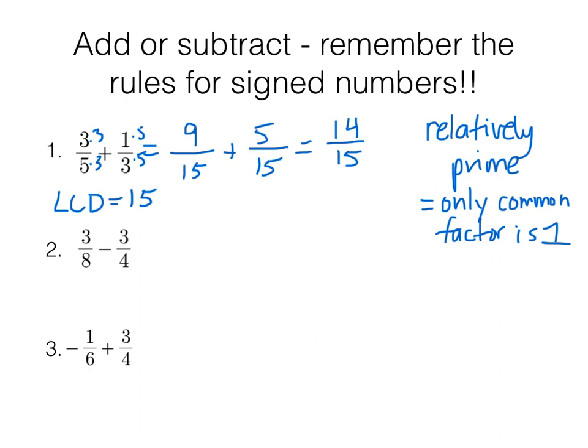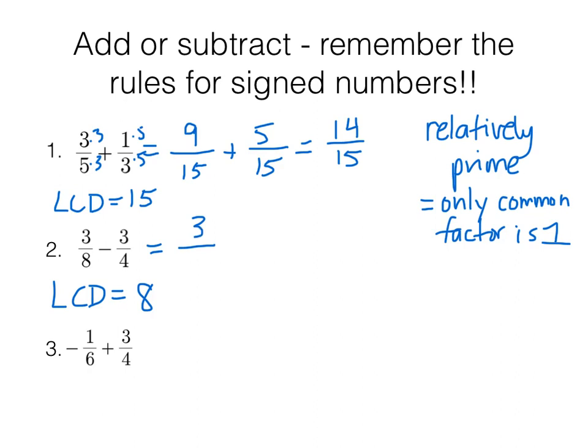All right, 3/8 and 3/4. Well, in this case, 8 is a multiple of 4. And so when you're looking for least common denominator, one strategy is to look at your numbers, take the larger one, and ask yourself, does the other number go into 8? Yes, it does. Well, then that's automatically your least common denominator.